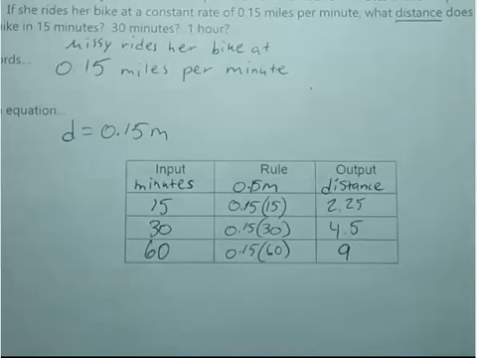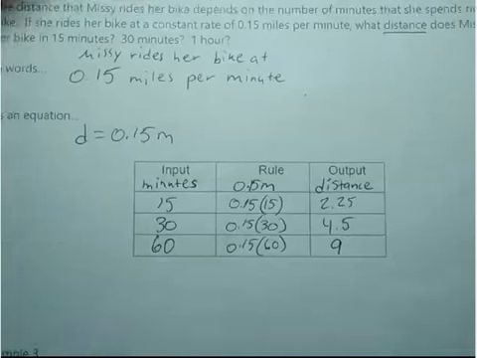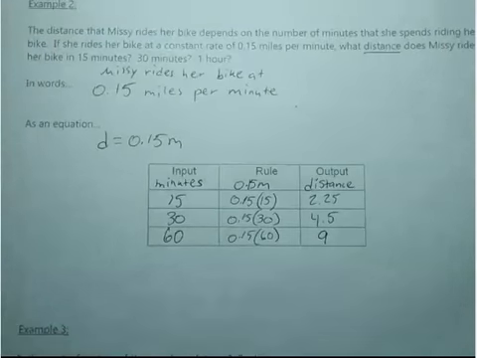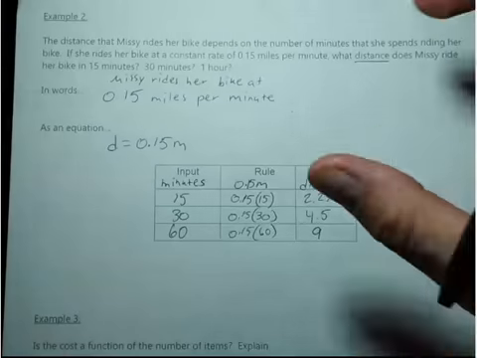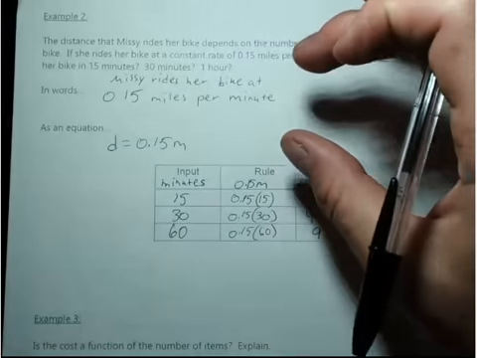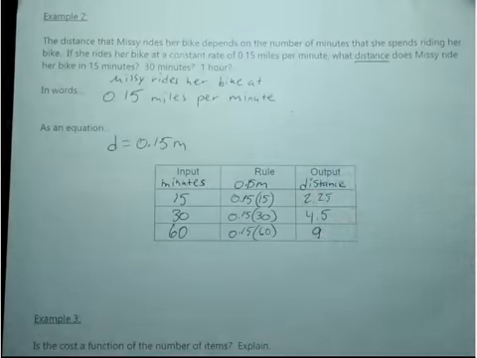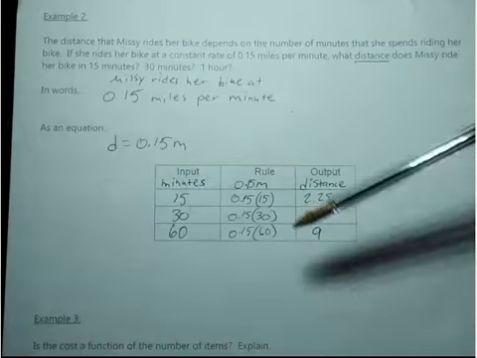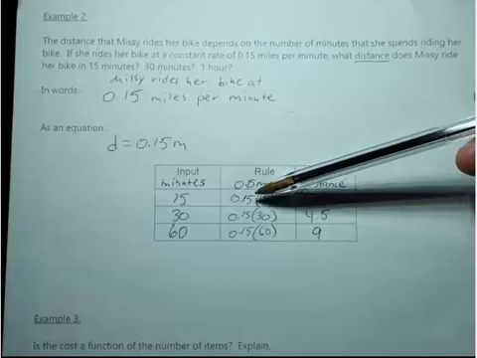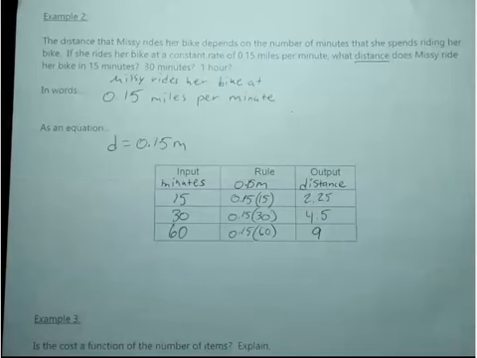So those are two pretty good real-life examples. Taking a problem, writing it in our own words, pulling out the important part, and then translating that important information into an equation, and then using our function table to put the input into the rule and figure out what our output is.